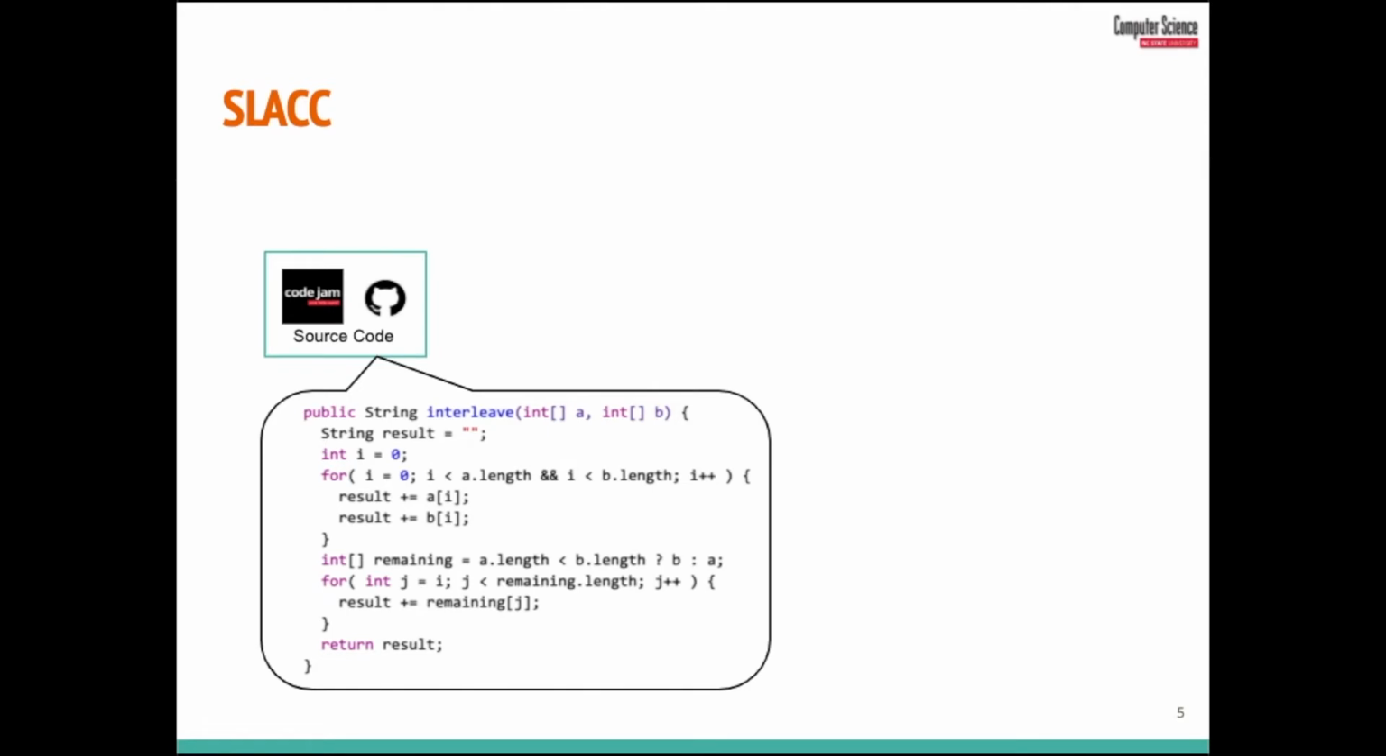We'll now walk through SLACC. To help us in understanding different phases, we will use the interleave example which we described earlier. In the first stage, SLACC crawls through a repository and extracts source code. This can be from GitHub, Google CodeJam, etc.